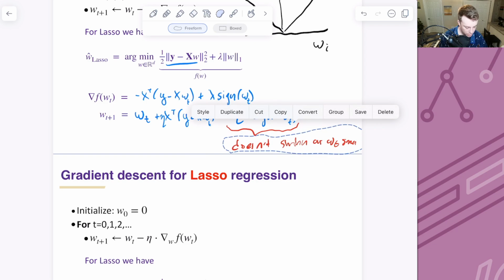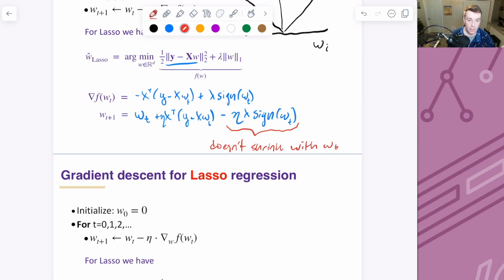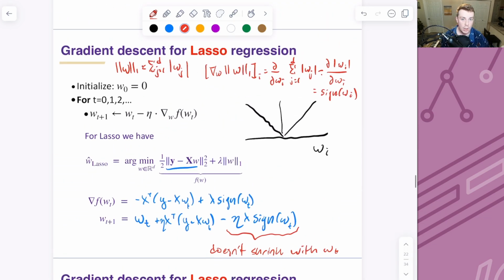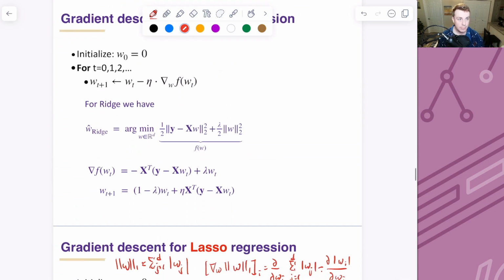Whoops. That's weird. Okay, we'll write that out again. Doesn't shrink with WT. Look, compare this to ridge. As our WT vector gets smaller and smaller, the step size we're taking, oh yeah, sorry, I knew I was missing an eta somewhere. I'm missing an eta right here. Okay, sorry about that. I'll make sure that's fixed here.